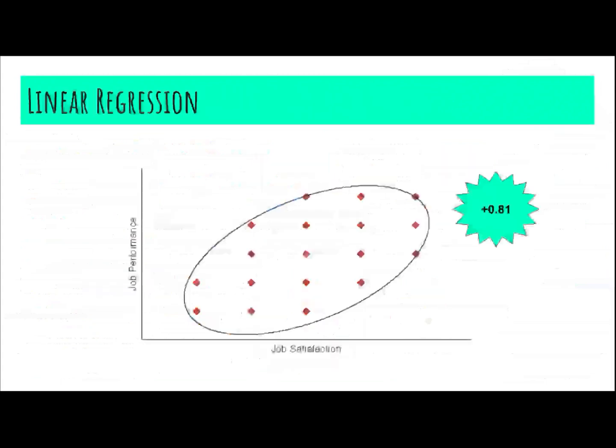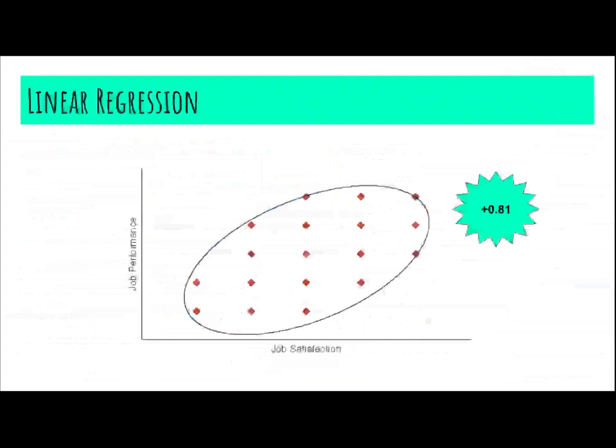Linear regression is a model that we use so that correlation can actually be used to make predictions. In this graph, we see that job satisfaction and job performance are related to each other. They have a fairly high R value of positive 0.81. Positive meaning that as one goes up, the other goes up, and the 0.81 means there's a fairly strong correlation here. However, since it's a correlation, we don't know which one causes the other.